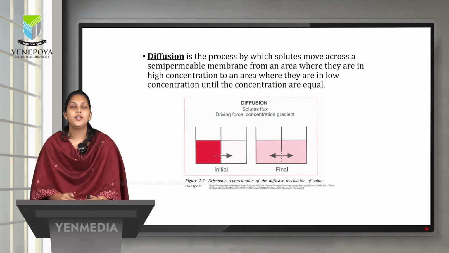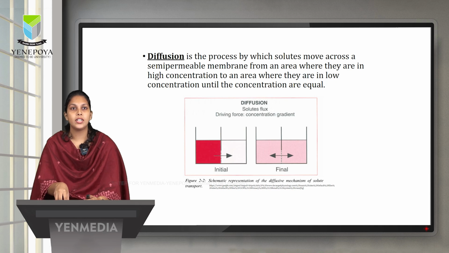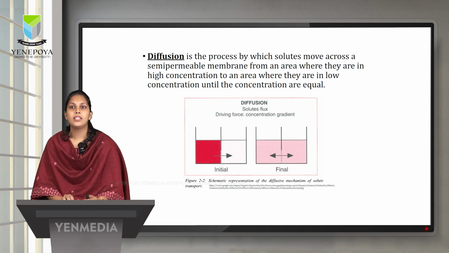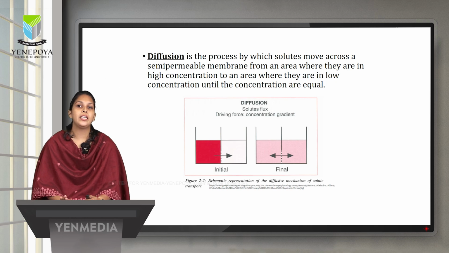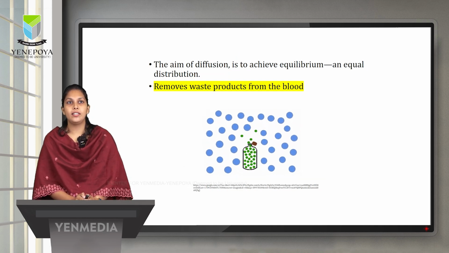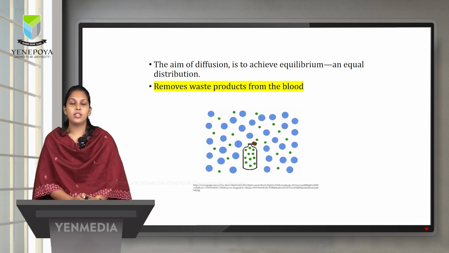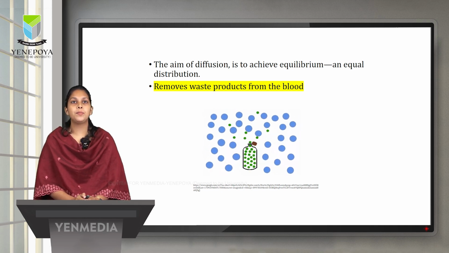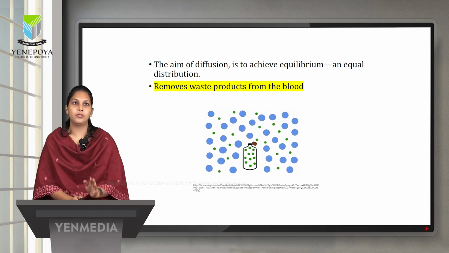But when you steep the tea bag for a few minutes, the molecules from the tea bag will be distributed among the water until the tea is done. Then the concentration will be equalized. At this time the water inside and outside the tea bag contains the same concentration of tea. The aim of diffusion is to achieve equilibrium and equal distribution. By the process of diffusion, the waste products from our blood are removed through dialysis.